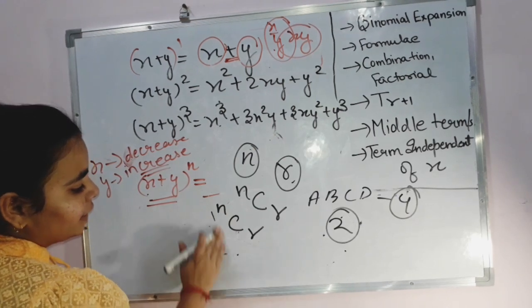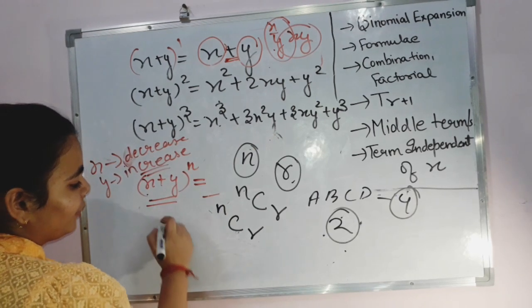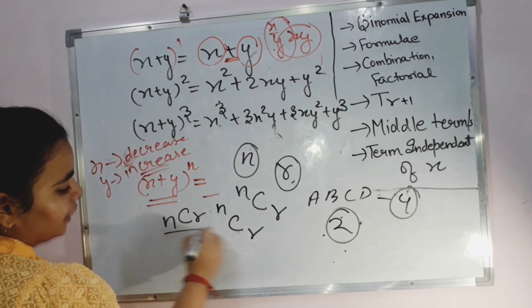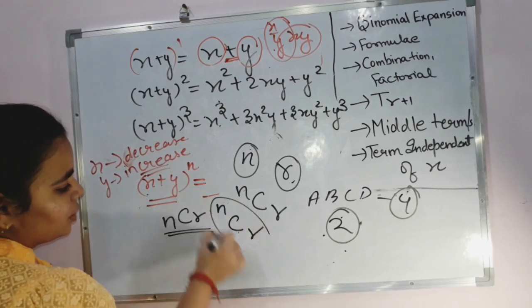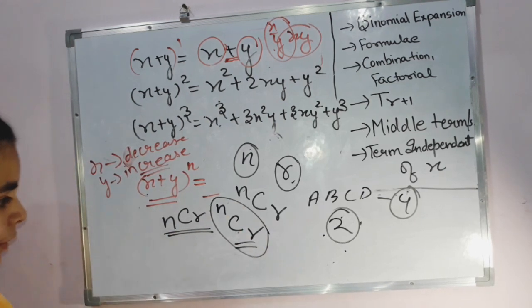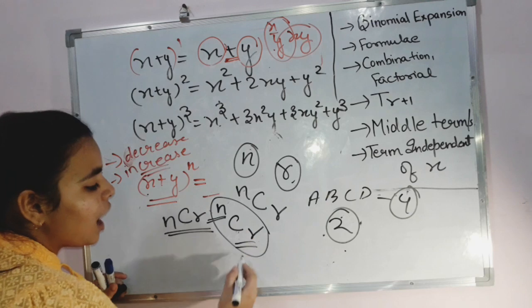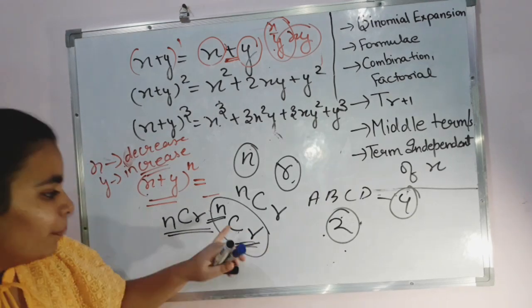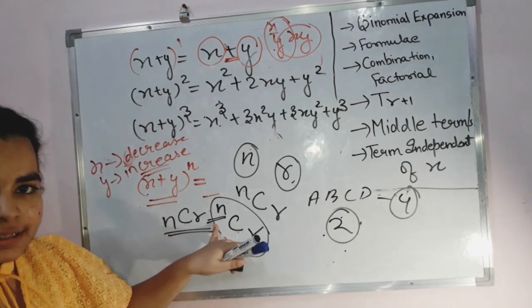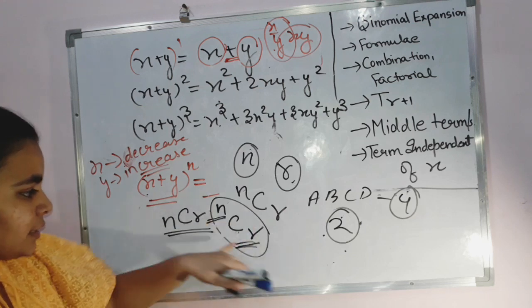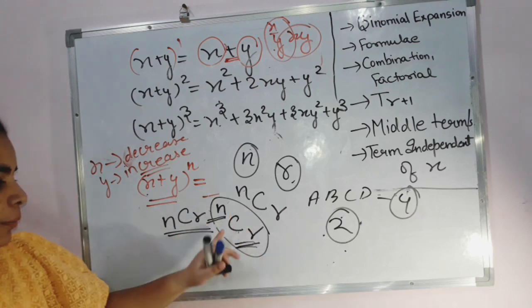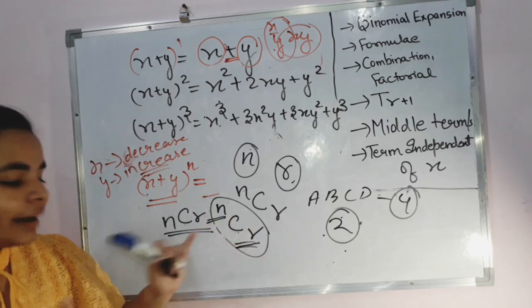Either you can write it like this, or simply you can write nCr in a straight line also. Generally this is the method we prefer writing. What does it mean? How do we read it? This means the combination of n things taken r at a time. This is the representation for it.